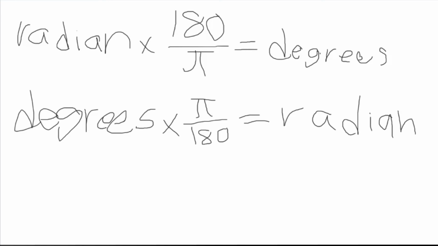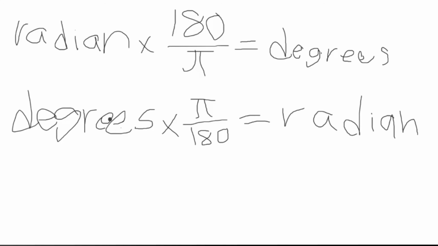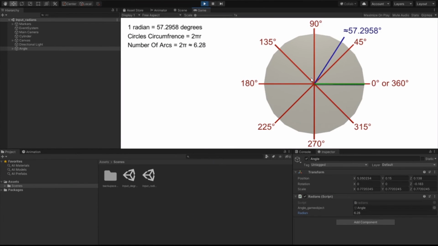But for the formulas over here, as you guys can see, this is converting the radians into degrees so Unity can understand it. So it's radian times 180 over Math.PI, as I showed you guys over here. See, radians times 180 over pi. As you can see, it turns it into degrees so Unity can understand it, so it can turn the game object.